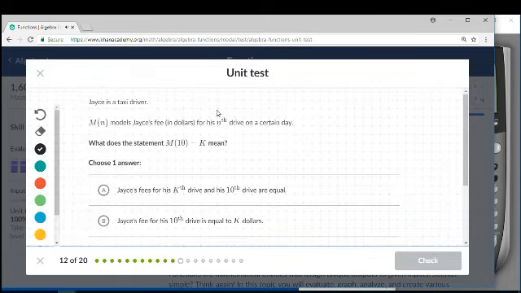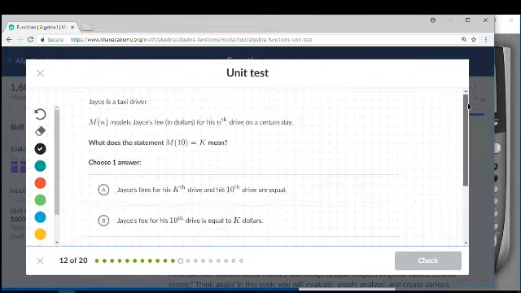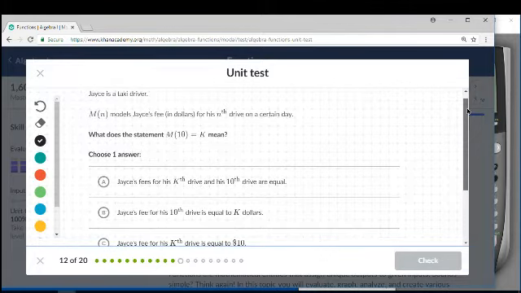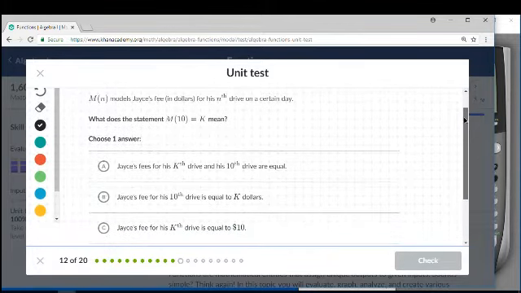All right. M of n models the fee in dollars on its nth drive of a certain day. What does the statement M of 10 equals K mean? All right.